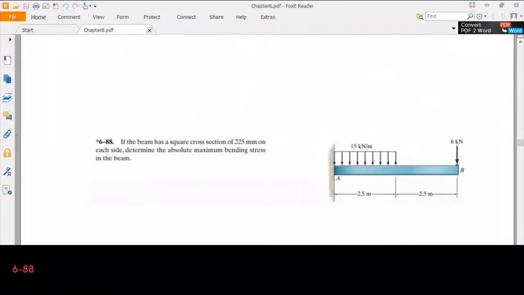Okay, our problem is 6.88. If the beam has a square cross section of 225 millimeters on each side, determine the absolute maximum bending stress in the beam. Now, we have a beam as seen in the figure from A to B. It is fixed to the wall at point A. We have a distributed load of 15 kilonewton per meter acting on the beam beginning from A with a length of 2.5 meters. Then we have 6 kilonewtons of point load acting at point B.